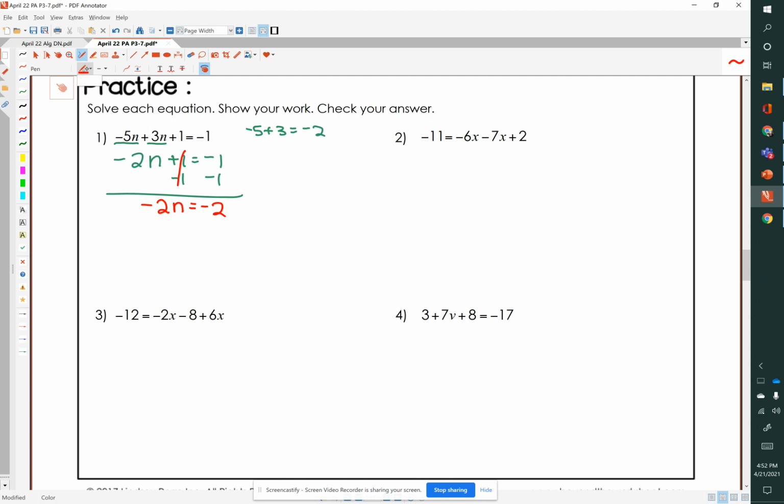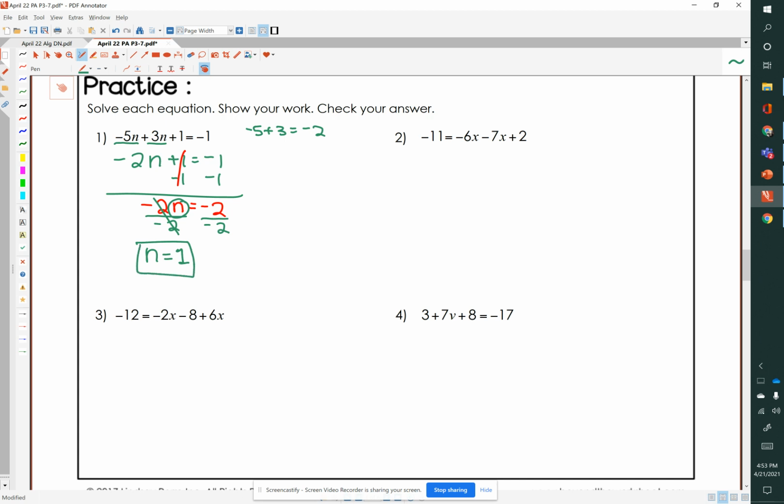Now we ask again what is happening to n, and n is being multiplied by negative 2. So we will divide by negative 2. And whatever we do to one side of the equation, we do to the other. So that isolates our n, and n equals negative 2 over negative 2 equals 1.